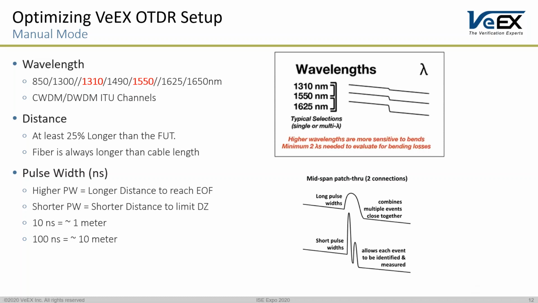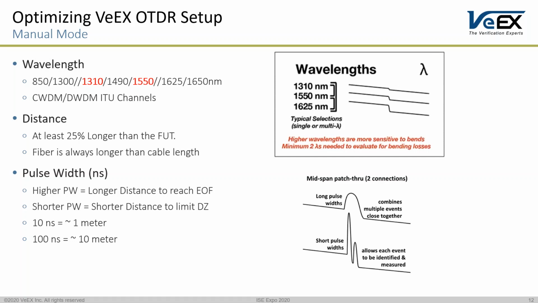For the wavelengths, VeEX has different wavelengths you can choose from whenever you are going to configure your OTDR. You can use quad lasers, or you can choose your basic 1310 or 1550. Now we also have to note that we have a CWDM or DWDM OTDR, which is in our RXT platform, and this will go through all the CWDM channels and DWDM channels in the ITU grid.